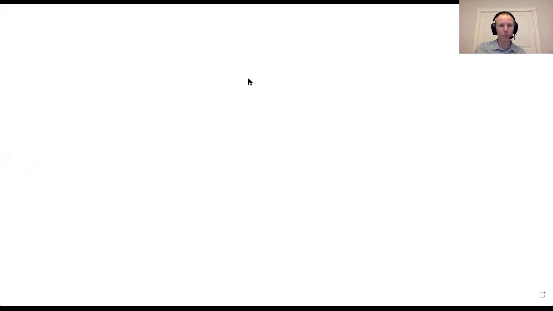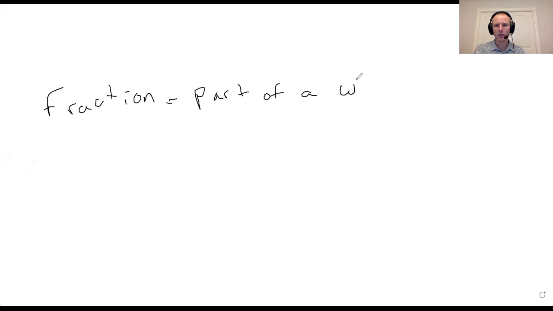So again, a fraction is a part of a whole. I got a little lag going here. It's a little hard to type, and that's happening. Fraction equals a part of a whole.